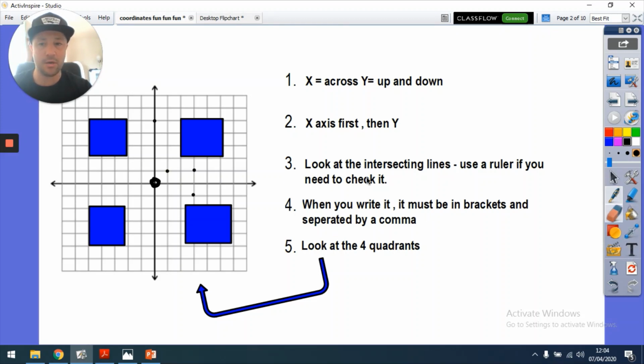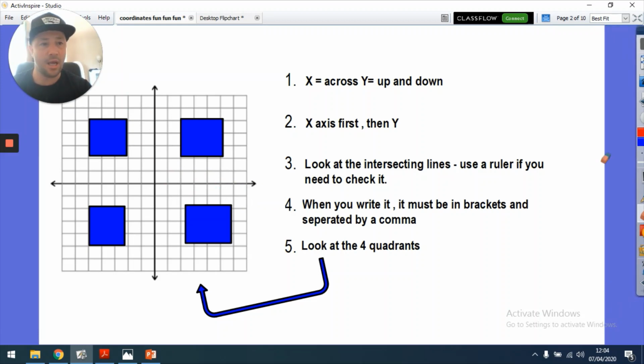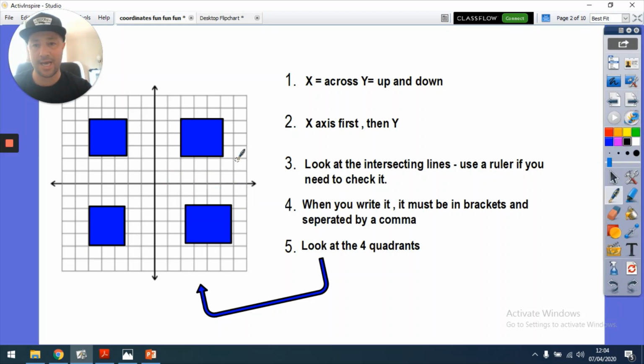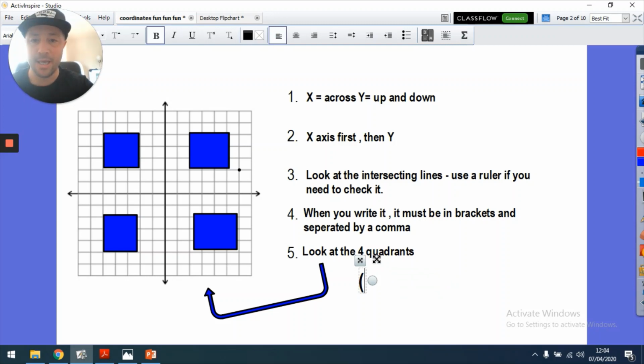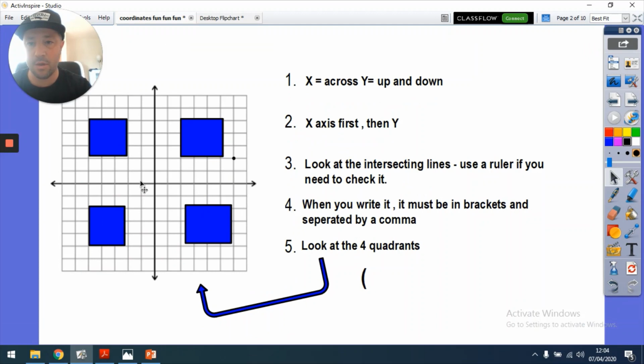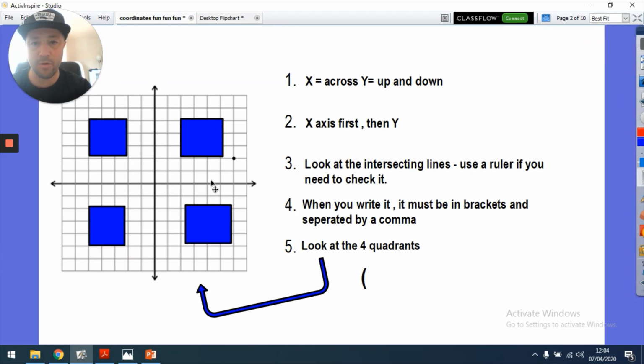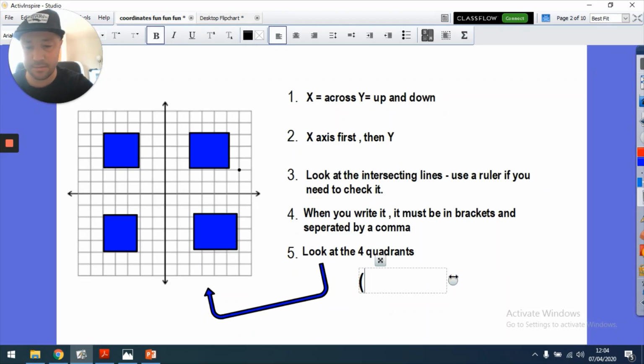So if I were to look at a point here, let's get rid of these bits, and I wanted to write it out, I would need to make sure that I'm writing it in brackets. So I do my first bracket, and then I go along and count, here we go, where's my arrow, 1, 2, 3, 4, 5, 6 along. So down here I would have 6, and then I would separate it with a comma and see how many I'm going up. 1, 2, so it'd be 6, 2, and I'll finish it off with my brackets.